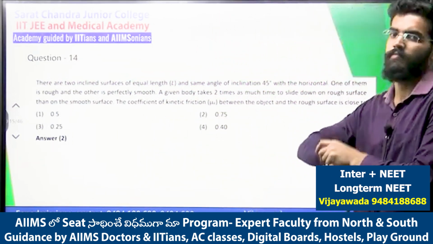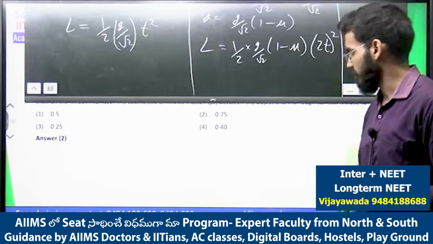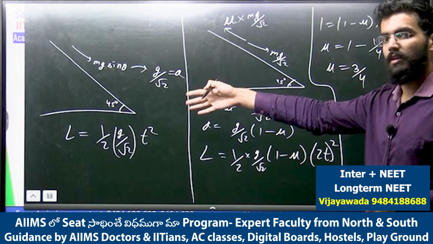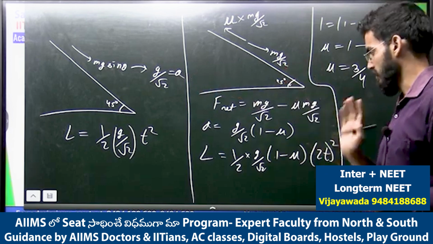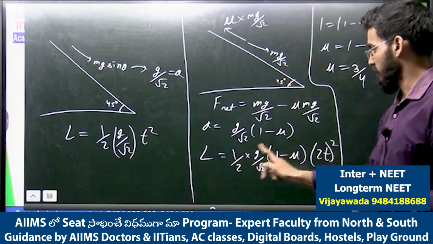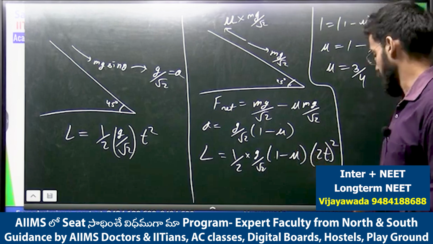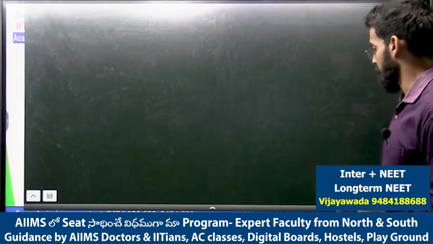Got it? That's it. So it was just simple kinematics, and a little bit of Newton's laws of motion. Friction is there. That's how this is calculated. S is equal to ut plus half a t square. Time taken is more because kinetic friction was there.